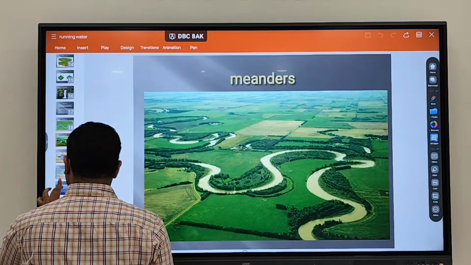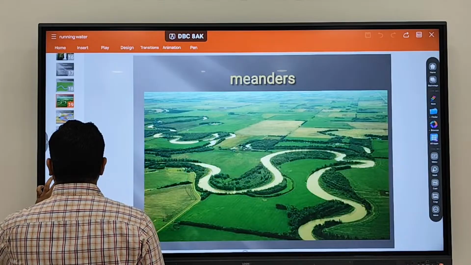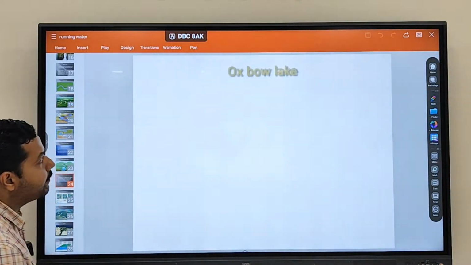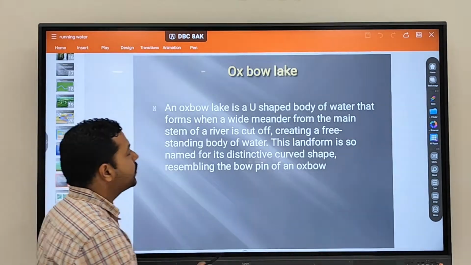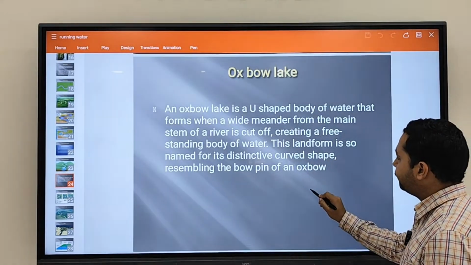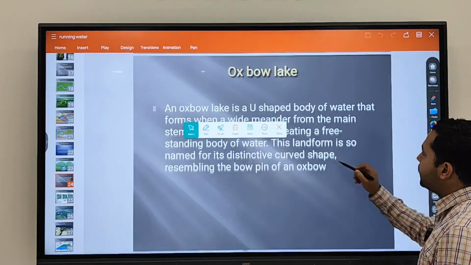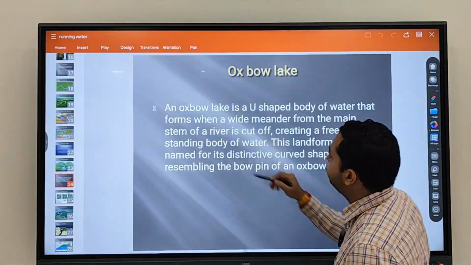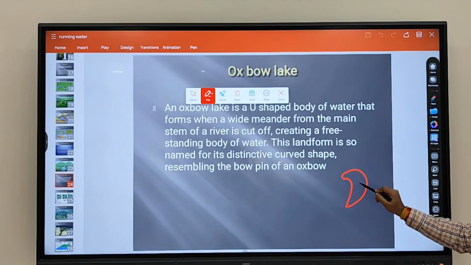And the next is a case of what? Now we are coming to the lower course, and the first thing that you are going to form in the lower course is an oxbow lake. Clear? So why is it called an oxbow lake? Because it is in bow shape. This is how it is. It is in bow shape.